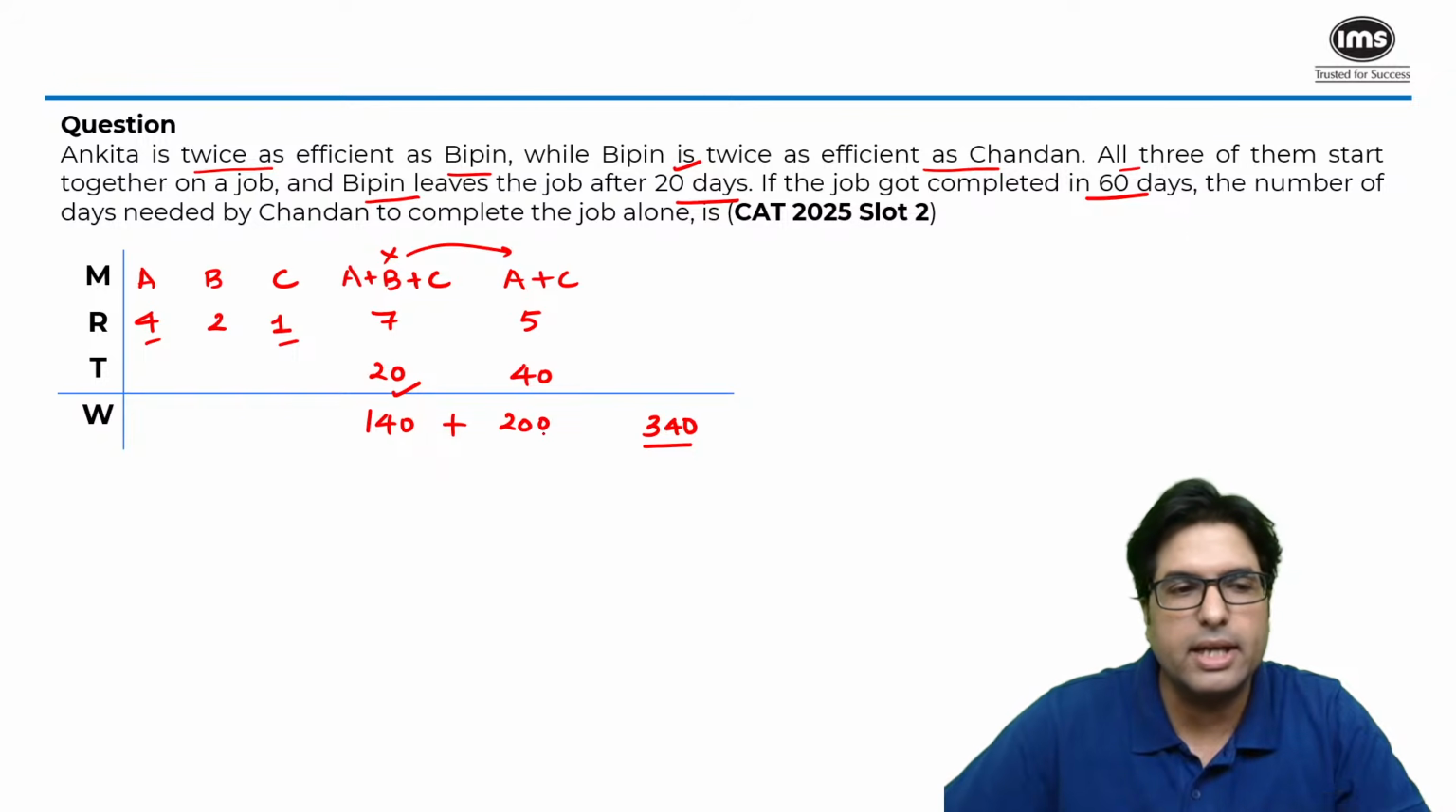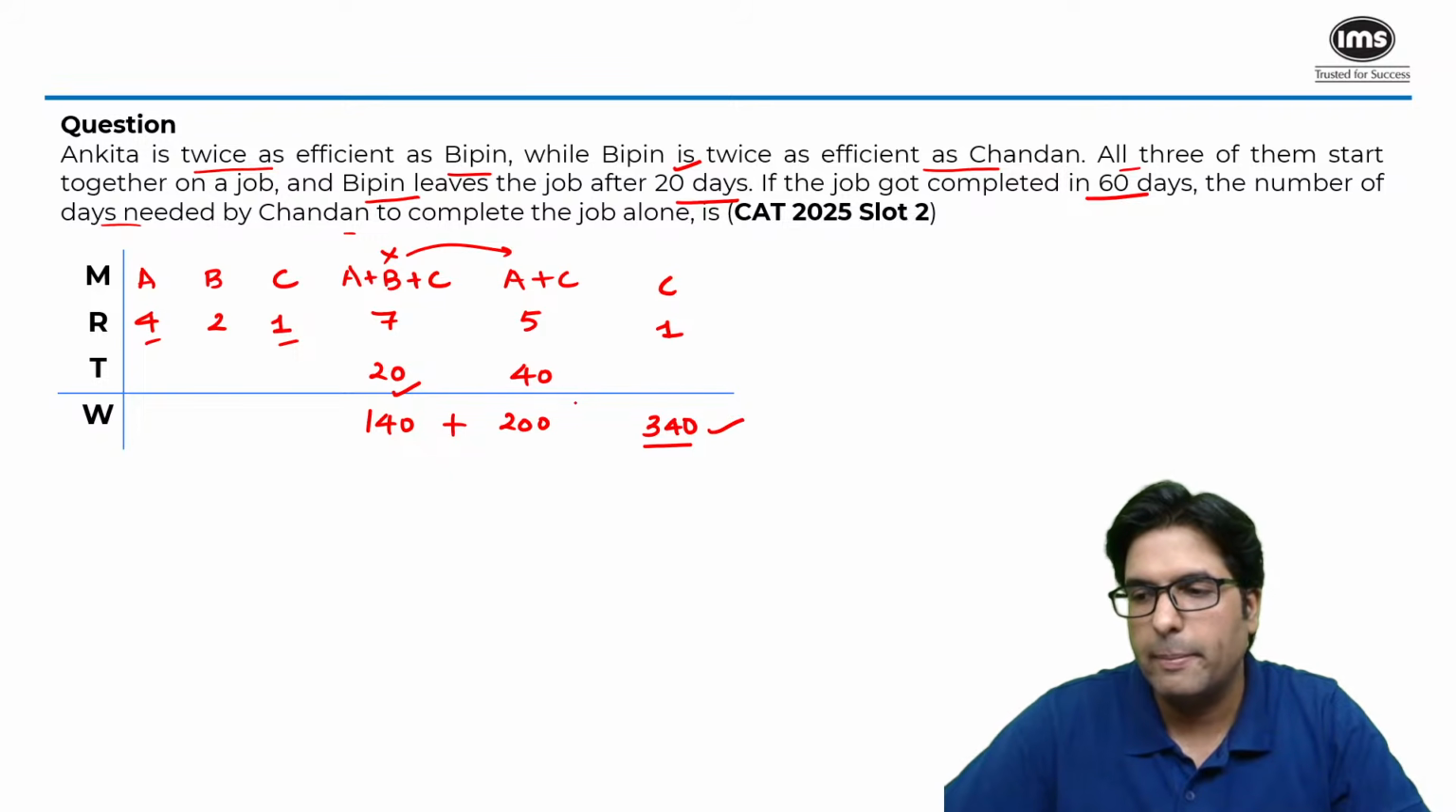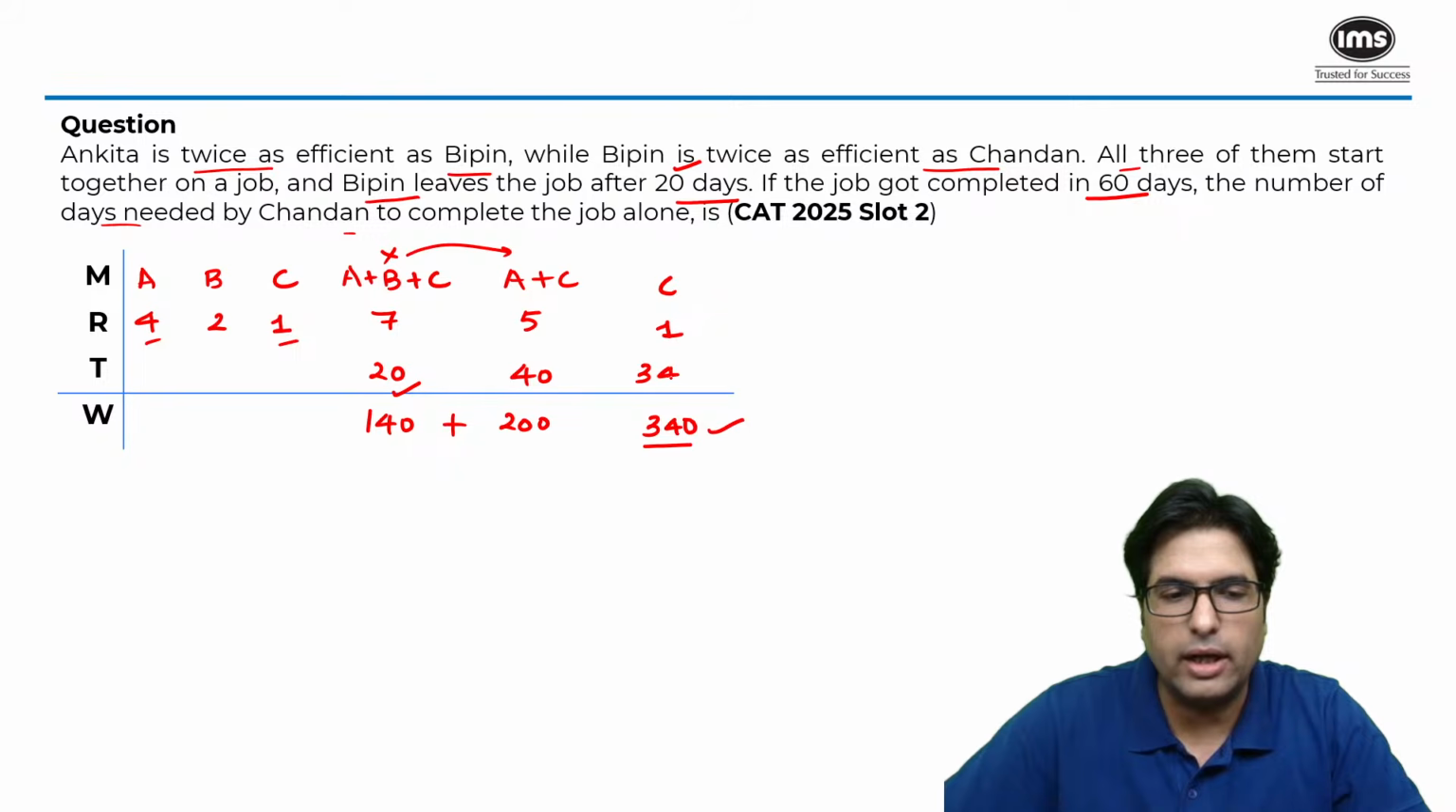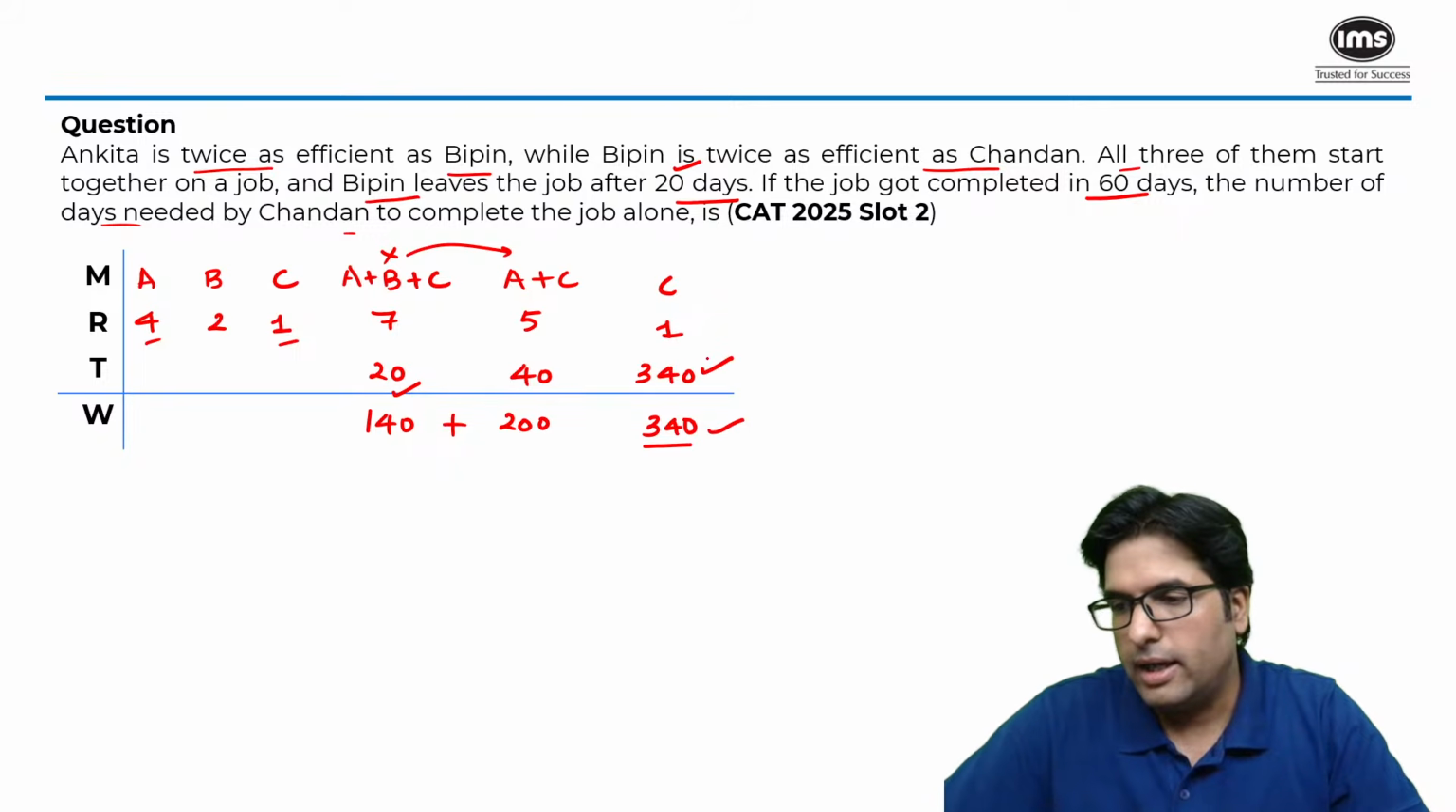Now what is it that they're saying? Number of days needed by C to complete the job alone. What is the rate of C? The rate of C is 1 unit per day. So to complete 340 units, how much time will this person take? Will take 340. Perfect. Excellent.